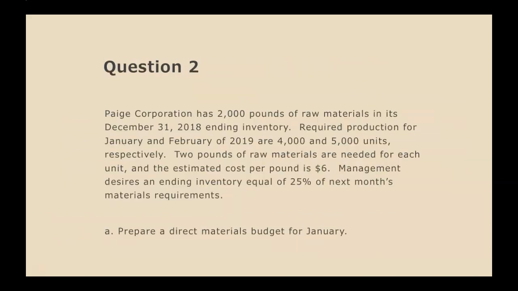Now, our next question says that Page Corporation has 2,000 pounds of raw materials in its December 31st, 2018 ending inventory. Required production for January and February of 2019 are 4,000 and 5,000 units respectively. 2 pounds of raw materials are needed for each unit, and the estimated cost per pound is $6. Management desires an ending inventory equal to 25% of next month's materials requirements. Prepare a direct materials budget for January. So we're still dealing with budgets, this time a direct materials budget.